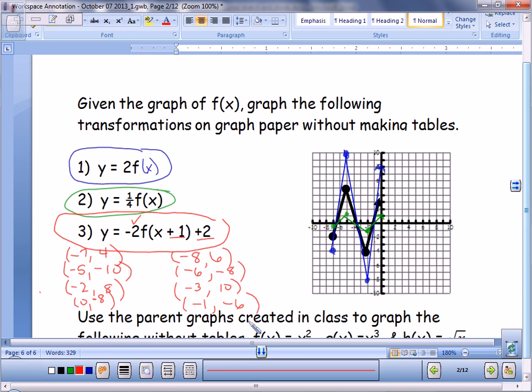Yes, ma'am? What is it to be a compression? The negative is a reflection. The negative causes the reflection. The 2 causes a vertical stretch. So if there's just a negative, it will be a reflection every time.